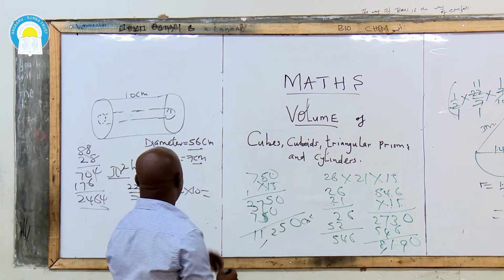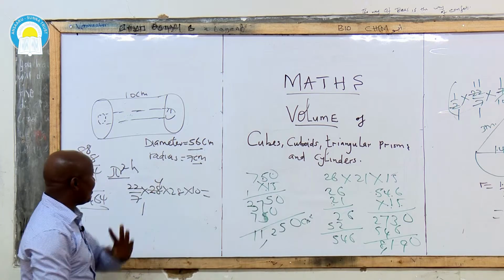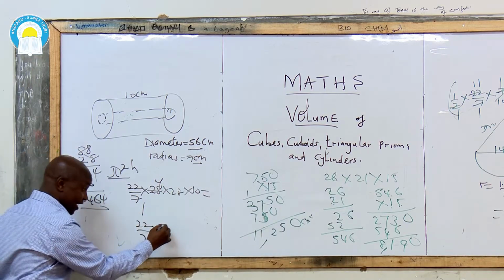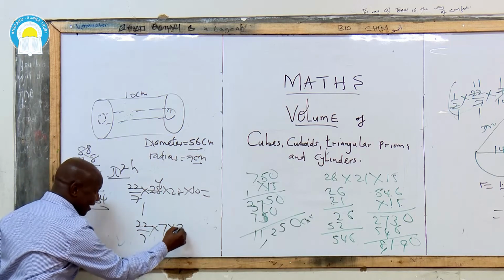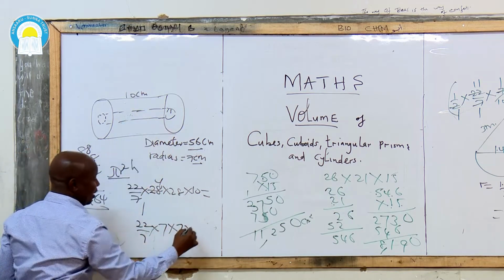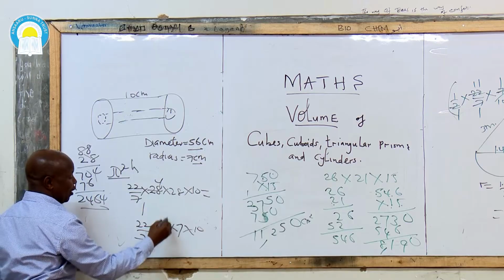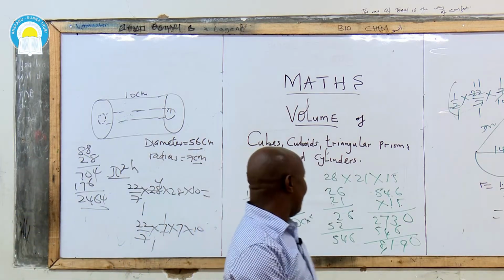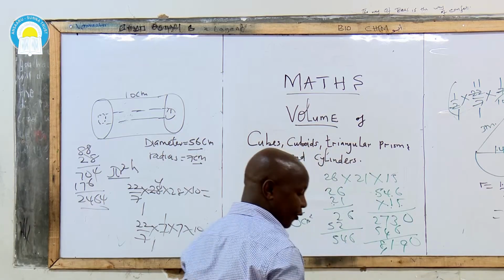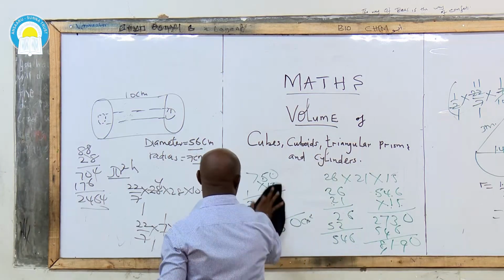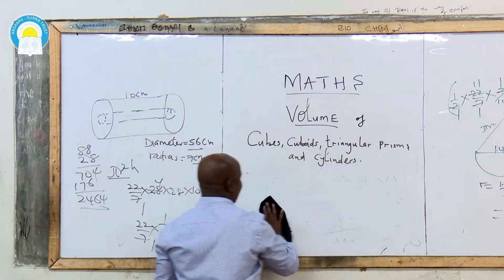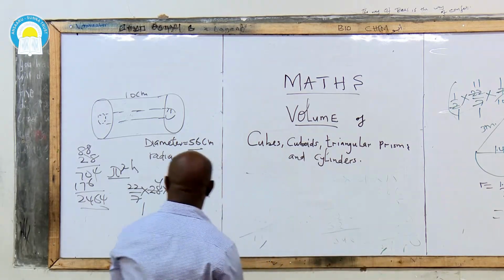Now you take away the volume of the hole. Where the radius is 7, again you say 22 over 7, multiplied by the radius, multiplied again by the radius, multiplied by the length, which remains the same, 10. 7 by 7 cancel. 22 multiplied by 7, you get 154. Multiplied by 10, you get 1,540.